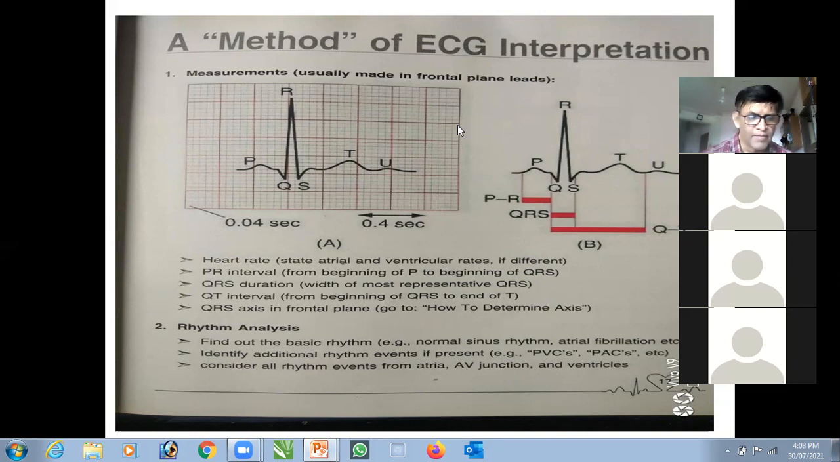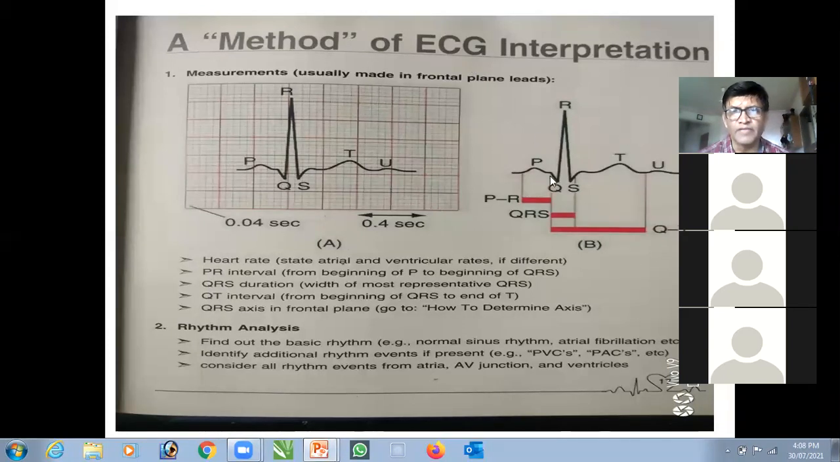I will show you the rate between 150 to 60, because most of the time patients are in between these. But if a patient comes with 40 or 50, then you'll have to follow the same formula: 1500 divided by the number of small squares. Okay, I'll go ahead now.